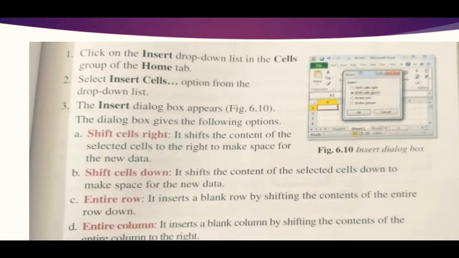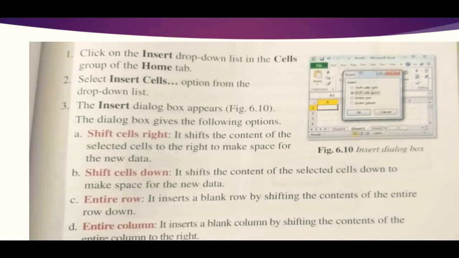Shift cells right. It shifts the content of the selected cells to the right to make space for the new data. Shift cells down. It shifts the content of the selected cells down to make space for the new data.